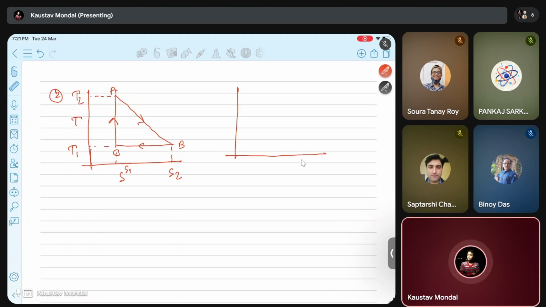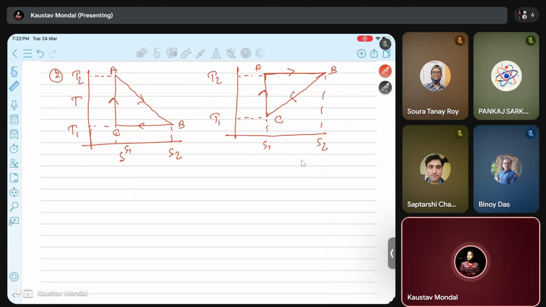For this process, the TS diagram looks like this, a flipped triangle compared to the first process. So here it is T2, here T1, this is S1, this is S2. Here the process moves like this, A, B, C.